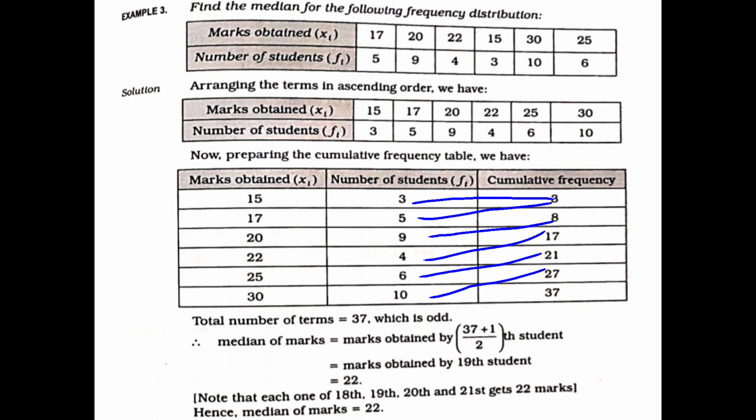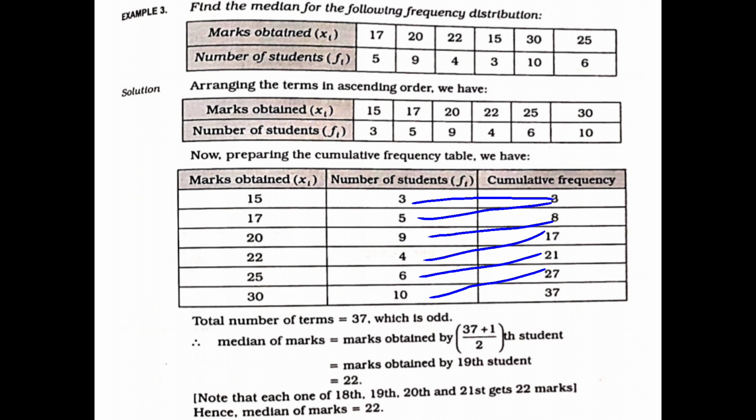37 is definitely an odd number. So we know the formula for odd numbers: n plus 1 by 2. Instead of n we substitute 37, so 37 plus 1 divided by 2 is 38 by 2. In the 2 table we can cancel 38 by 2, so it will be the 19th student. 38 divided by 2 is 19.